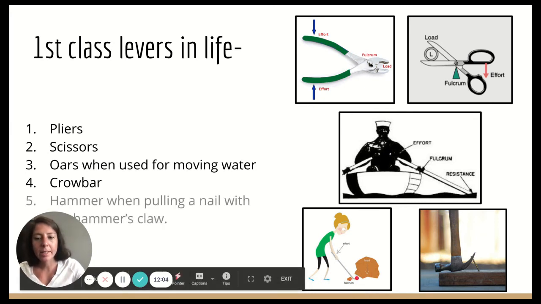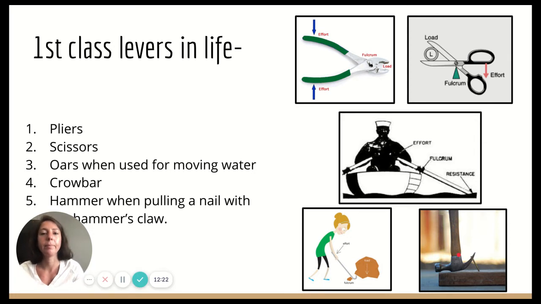And lastly, another example is a hammer when pulling out a nail with the claw. So the fulcrum is the head of the hammer right here. This is where everything's moving around. The person's effort is up here, and the resistance is the nail itself. So again, the fulcrum is in the middle. That's how we know it's a first class lever.